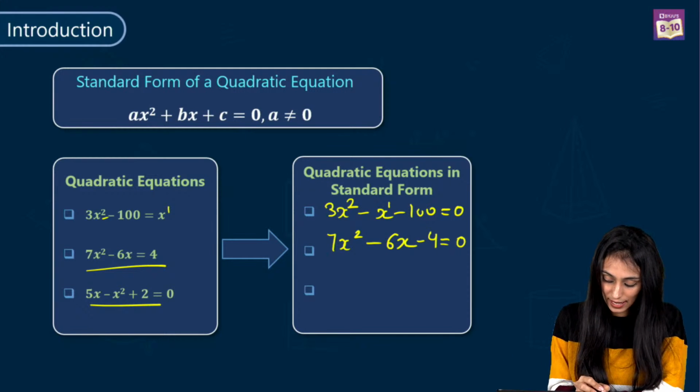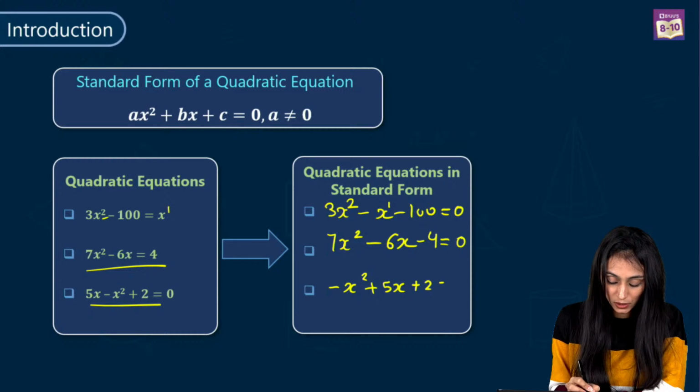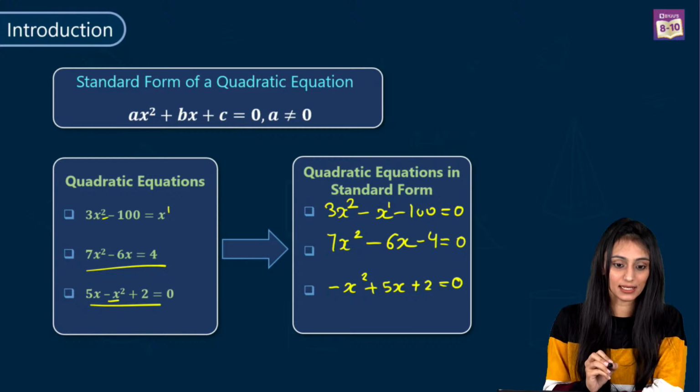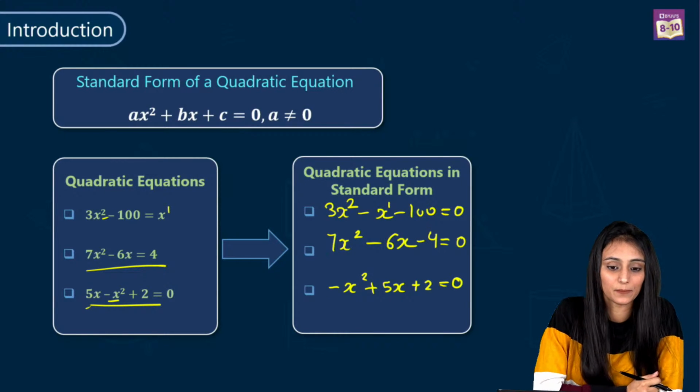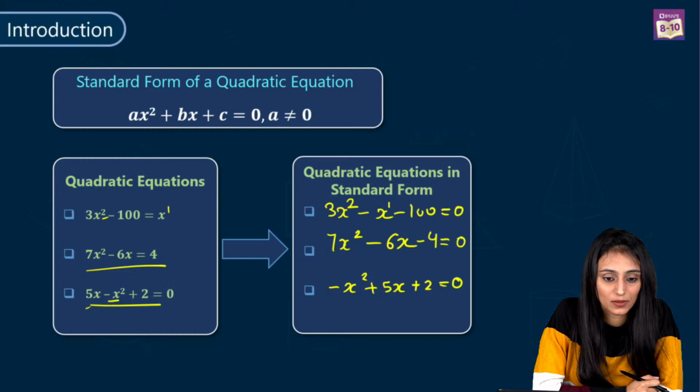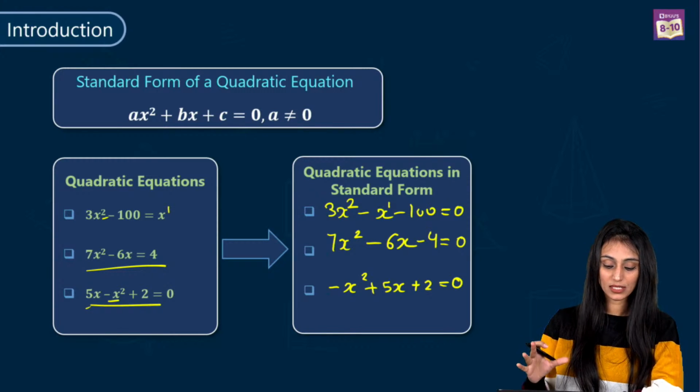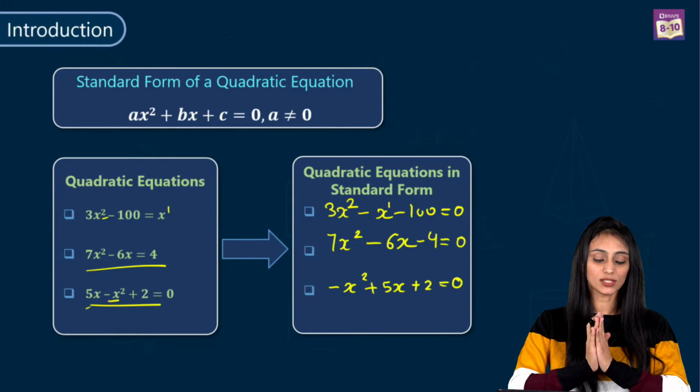Simply I'll write this as minus x square plus 5x. Be careful while noting down the signs, right? This is minus x square. This is positive 1, right? Yes. All right. So this is how we write quadratic equations in standard form.